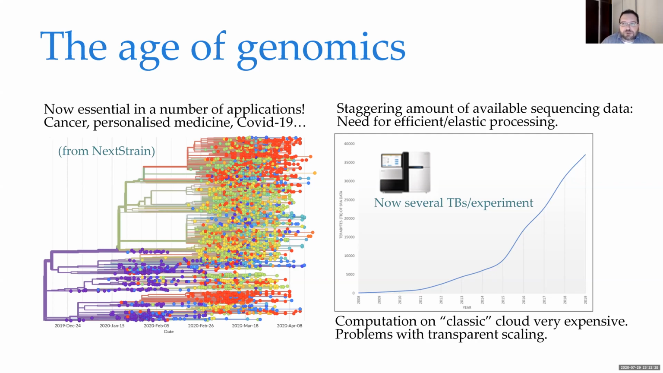However, computation in the cloud is very expensive, and it's very difficult to make things scale as you would like for this kind of data. So that opens the way to serverless computing, which offers the possibility, at least in principle, to essentially have cost-effective computations on the cloud that scale much better than what we have at the moment.